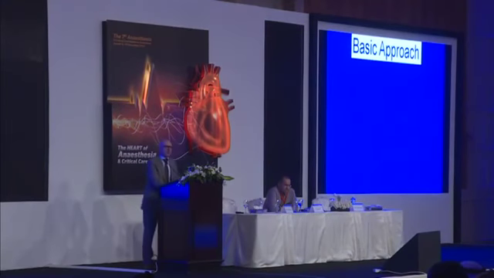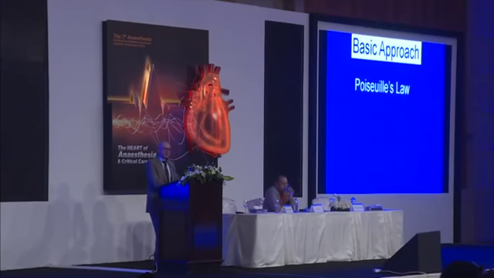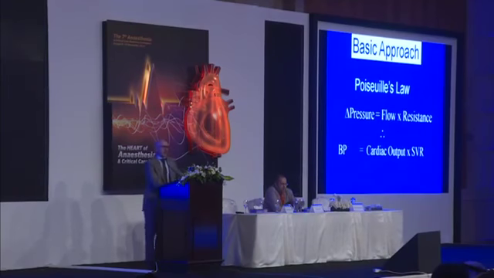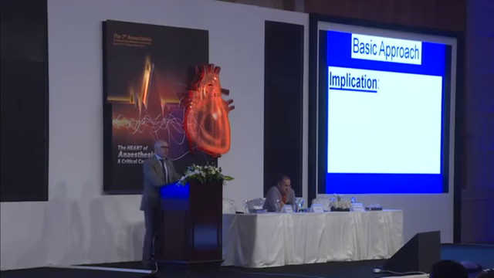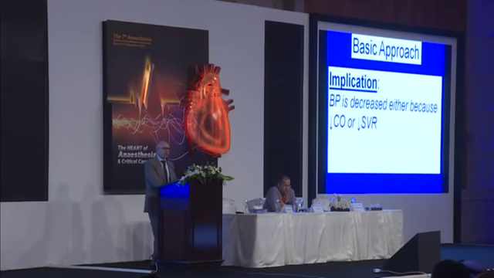The basic approach I think of when I manage an unstable patient may surprise you, but it's Poiseuille's law, which is that a change in pressure is a flow times a resistance. So that means that blood pressure is related to cardiac output times the systemic vascular resistance. Now it's a delta pressure, so you have a downstream number that we put in there, but it's small and we can ignore it.